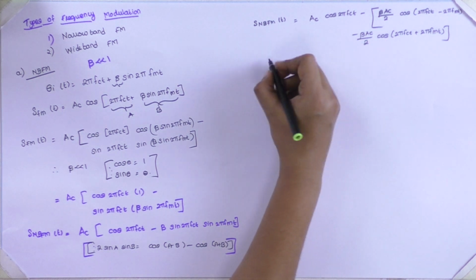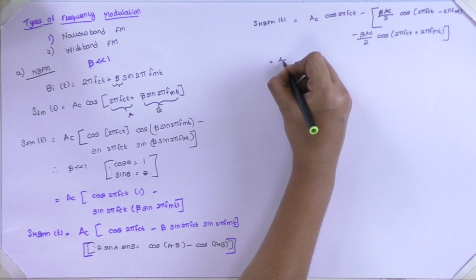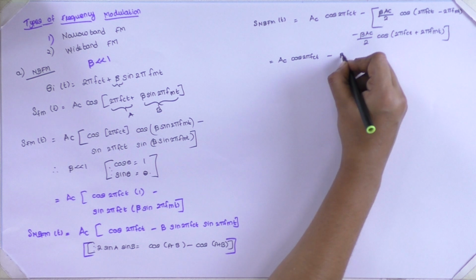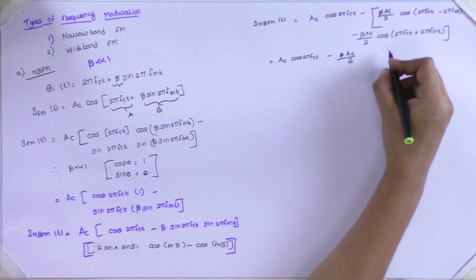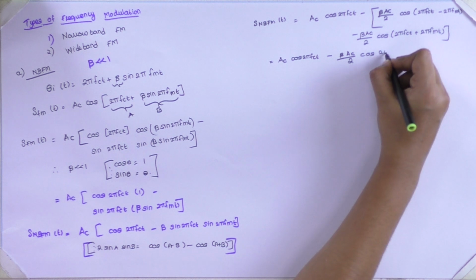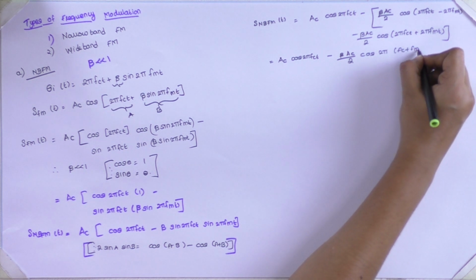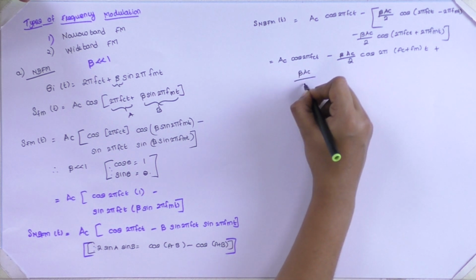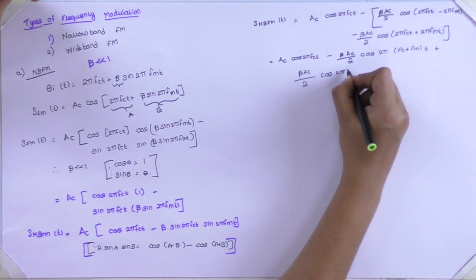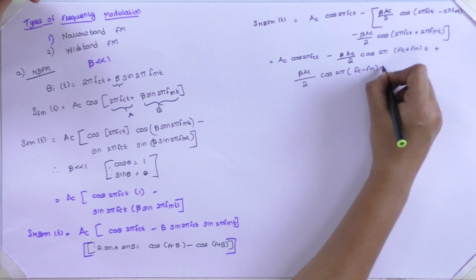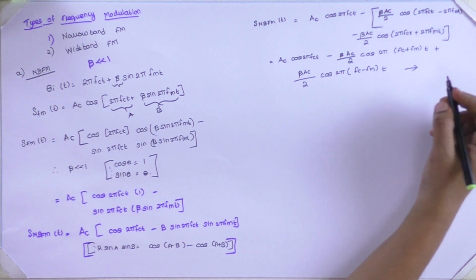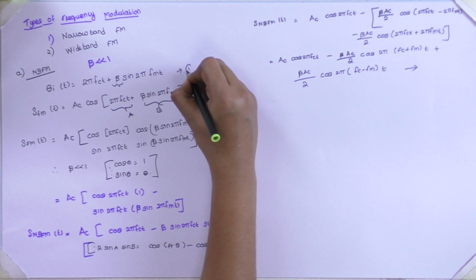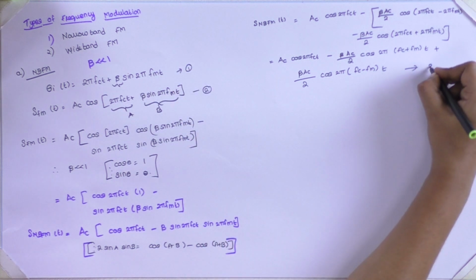Here we are having three terms. Again, by taking this minus inside and rewriting this term: AC cos 2 pi FCT minus beta AC by 2 cos of 2 pi (FC plus Fm) t plus beta AC by 2 cos of 2 pi (FC minus Fm) t. This term, remember, is our time domain expression for the amplitude modulated wave. If we take this as equation number 1, this is equation number 2 and this is equation number 3.